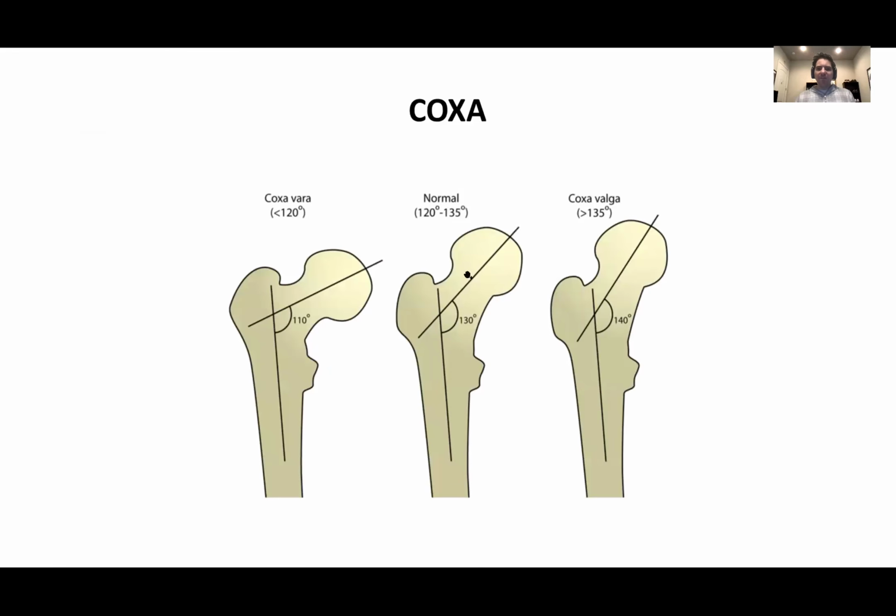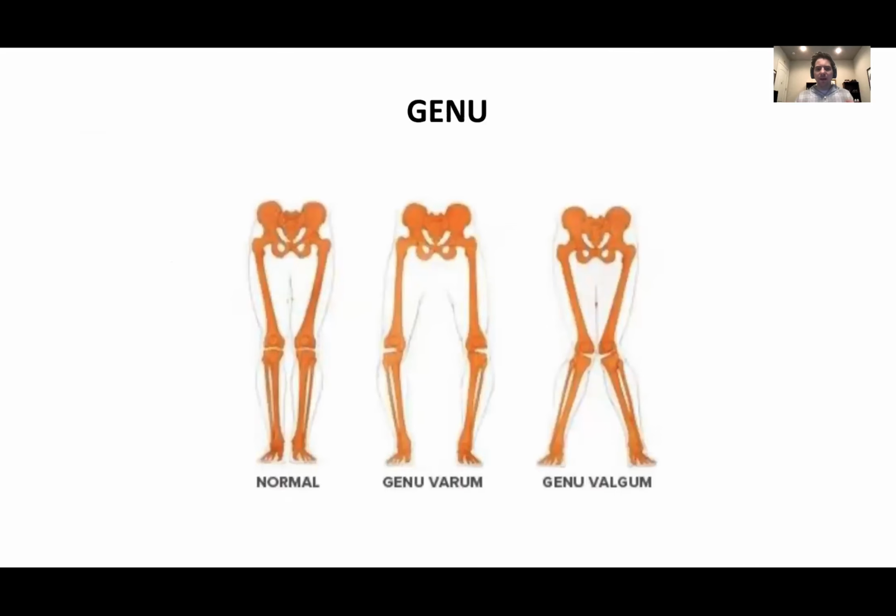So coxa vara will be a medial displacement. The distal fragment is going to be the lower aspect of the femur. It's going to be displaced medially, right? And if it's coxa valga, the lower aspect of the femur is going to be displaced laterally, okay?